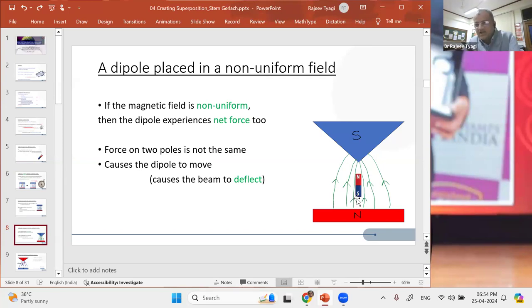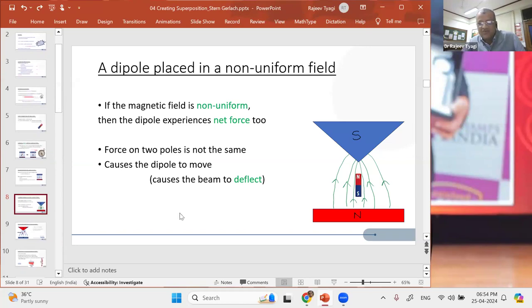Now, why do we need that deflection? If you want to separate out spin up and spin down into separate beams, if you want to have a pure state of spin up or spin down, you need to deflect it left or right like that. So the cause of deflection is this non-uniform field, which causes different forces on the north pole and on the south pole.